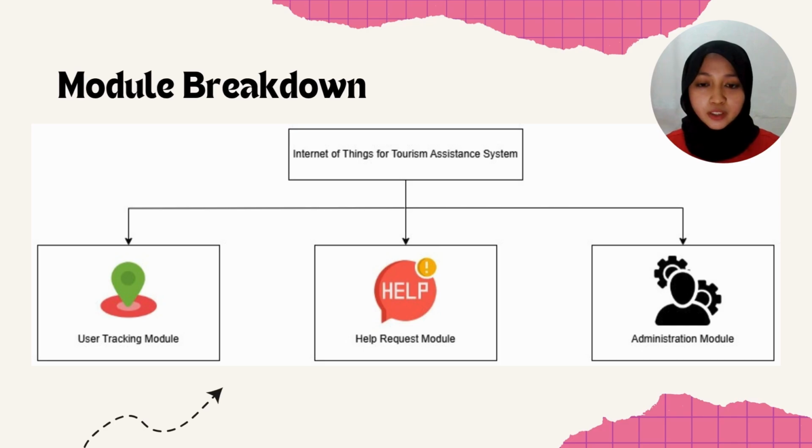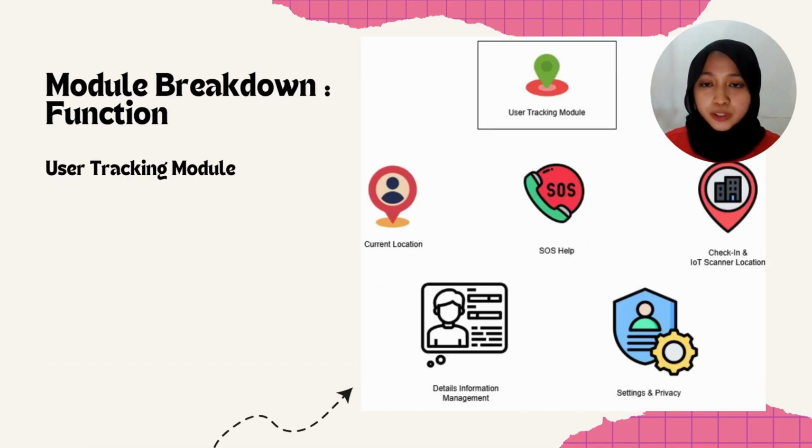Hi, Assalamualaikum. My name is Siti Nafazana with matric number 160258. I will be presenting the module breakdown for this project. We have three modules: the user tracking module, the help request module, and the administration module. Proceeding to the user tracking module, we have a few functionalities, which are car relocation, SOS help features, check-in and IoT scanning location, data information management, and also setting privacy.